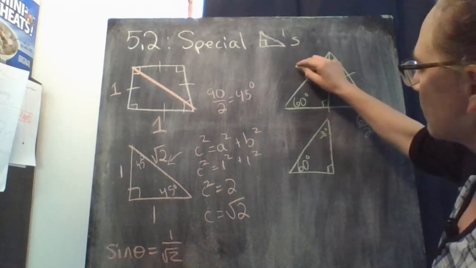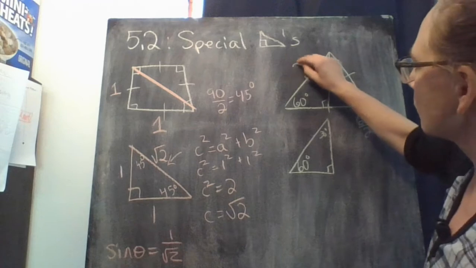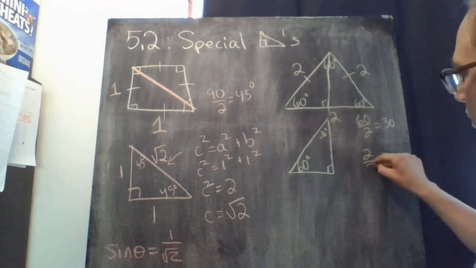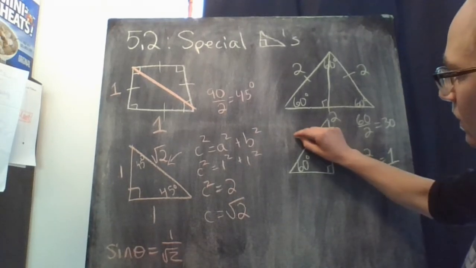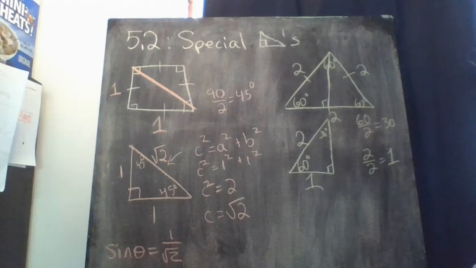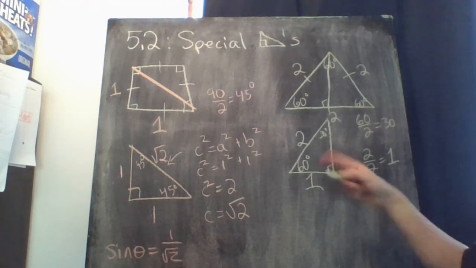Okay? And if I make my numbers nice and easy here, so if I made each side length 2, well, what's 2 divided by 2? Well, that's just 1. So there's a 2, there's a 1, there's my 30-60 triangle. How do I figure out my other side? I use Pythagoras.